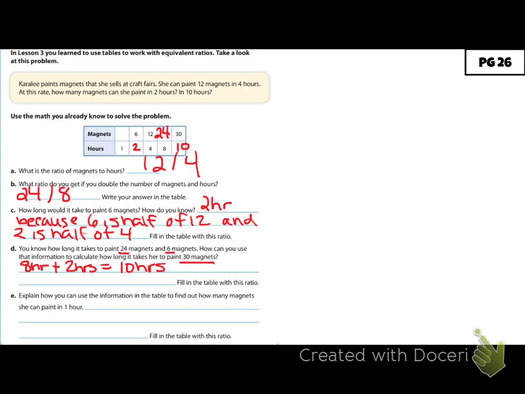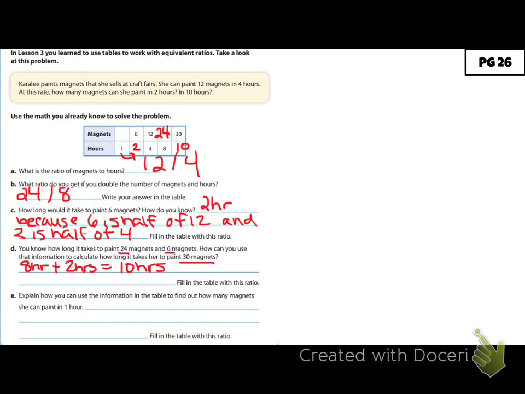So now in part E, it says explain how you can use the information in the table to find out how many magnets she can paint in 1 hour. So, previously when we had 12 to 4, we knew to figure out how many hours for 6 magnets that we looked at the fact that 6 was half of 12 to know that 2 was half of 4. Well, if we look now at the 6 and 2, 1 is half of 2, so what would half of 6 be?